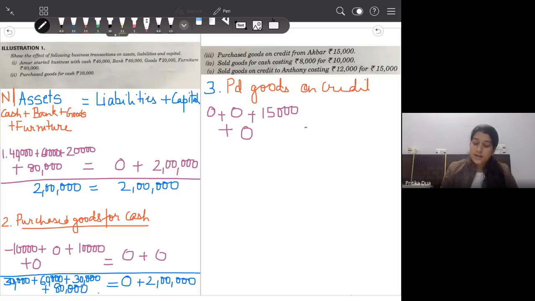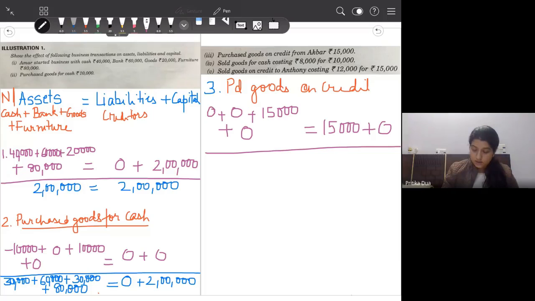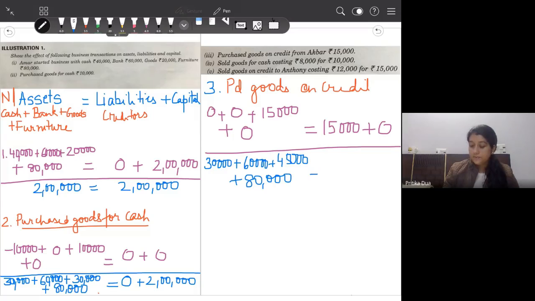Now, under the liabilities, our first liability has come into the picture, which is the creditors. Now my creditors are increasing by 15,000. There is no impact on the capital. So now I write down the breakup again. 30,000 cash, 60,000 bank balance, goods increase to 45,000 and furniture is still at 80,000. Liabilities 15,000. Capital 2 lakh rupees.